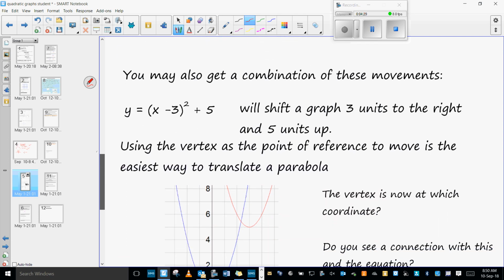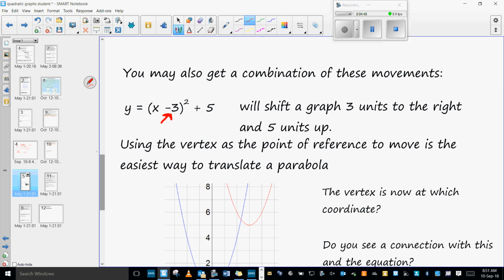But you may get a combination of the movements. We could have a number in a bracket and a number stuck on the end. That means we just deal with them one at a time. I would suggest dealing with the things closest to the x first. Because we've got this negative 3 in here, we're shifting 3 units to the right. But this plus 5 has the same effect as before, even though it's not just an x squared graph. It's going to shift it 5 units up.